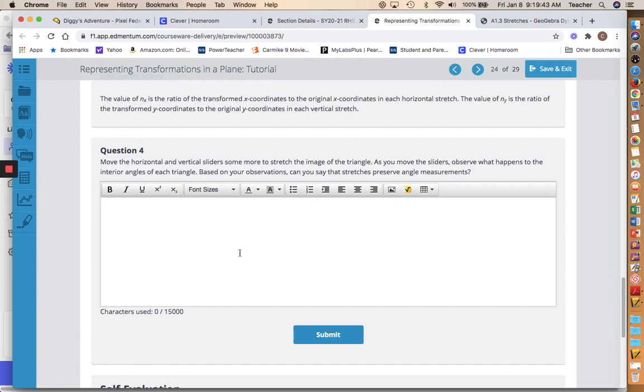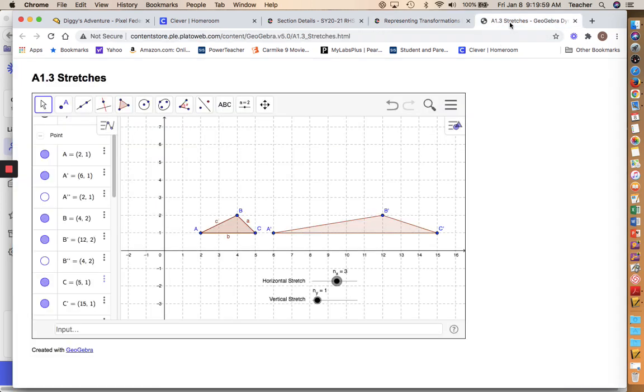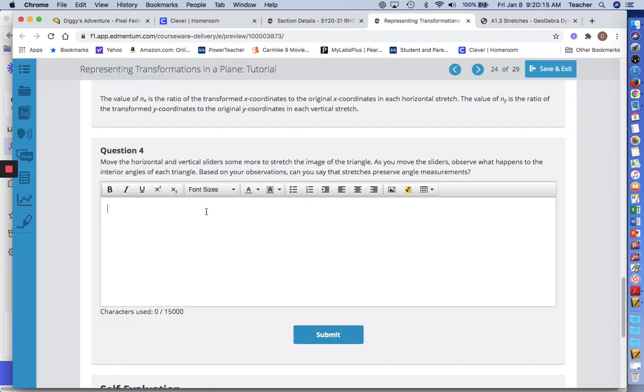All right, question 4. Move the horizontal and vertical sliders some more to stretch the image of the triangle. As you move the sliders, observe what happens to the interior angles. Based on your observations, can you say that stretches preserve angle measures? No, it's not going to preserve angle measures. Only a complete dilation would do that. I mean, look at angle A here at the pre-image and the angle A here. Completely not the same. B right here looks like it's 90 degrees. Probably, maybe, I don't know. But B here, way obtuse. They are not going to be the same. So, no.